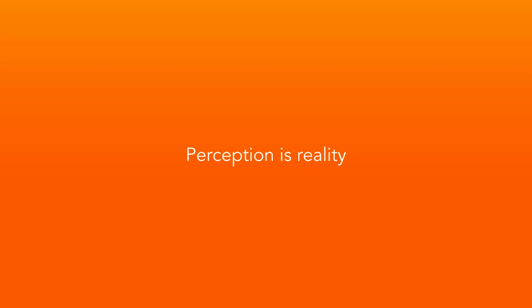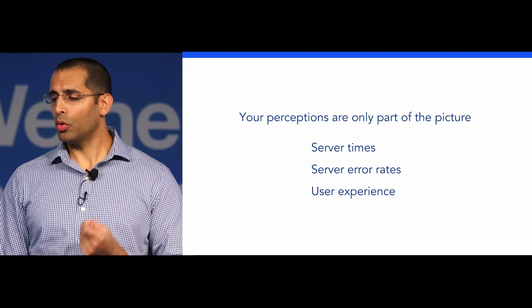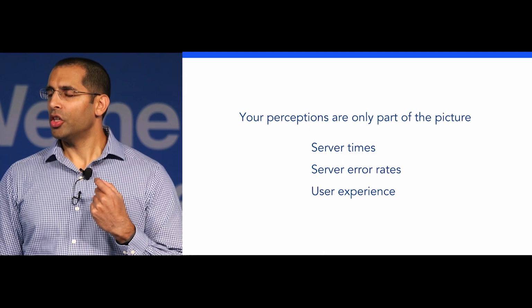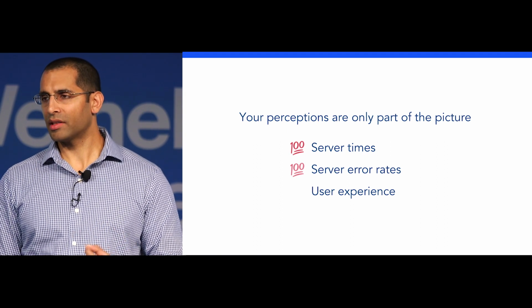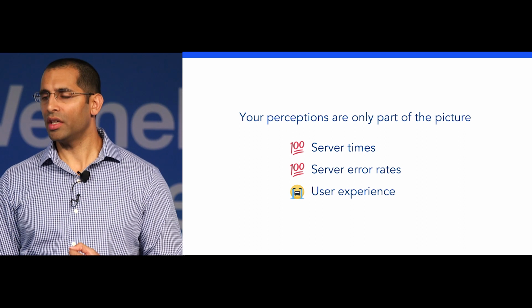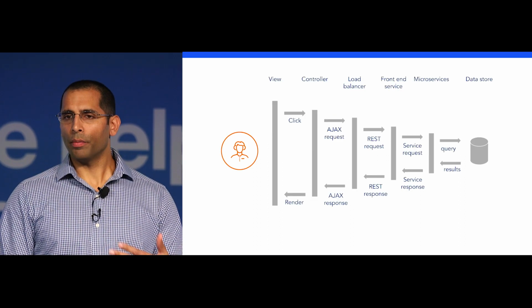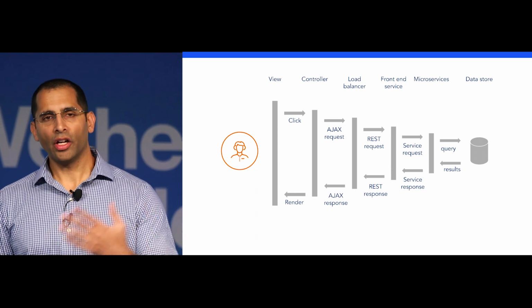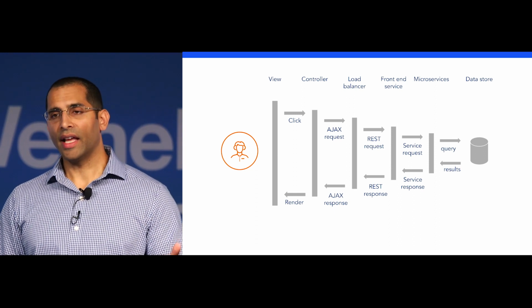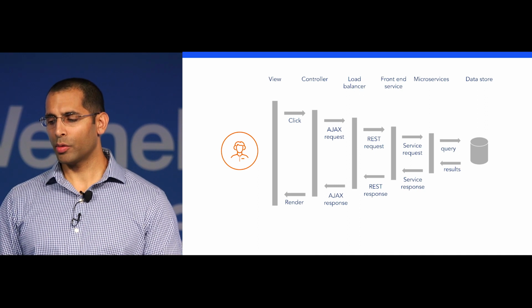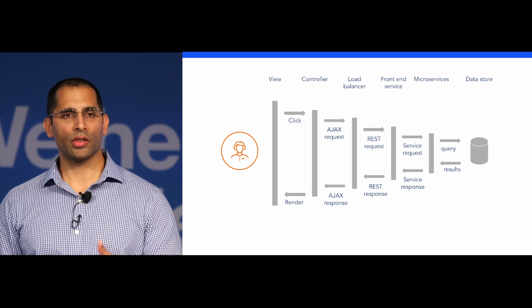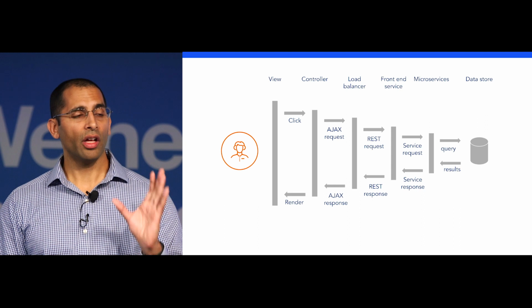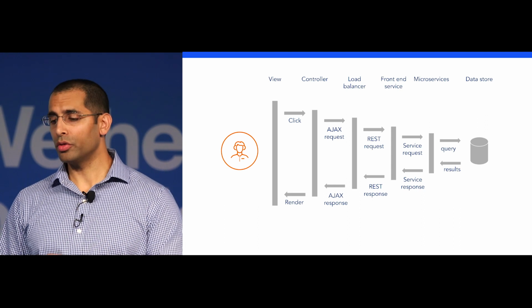You want to understand when doing this that perception is reality. Your perceptions as somebody building and operating this product are only part of the picture. You may have awesome server times. You may have awesome server rates, error rates, but the user experience could still be a nightmare. A lot of web applications are built with an architecture something like this. You've got a user on one end, and they click, that goes to an AJAX request, which goes to a REST request, service request, queries some kind of data store, then comes all the way back out the stack through results, service response, REST response, AJAX response, and then gets rendered onto the job seeker or user screen.